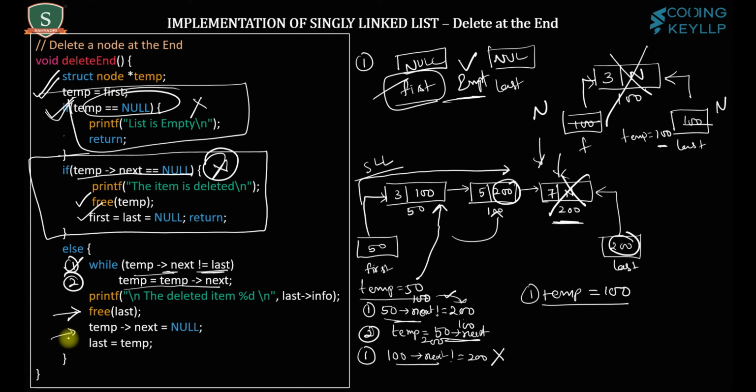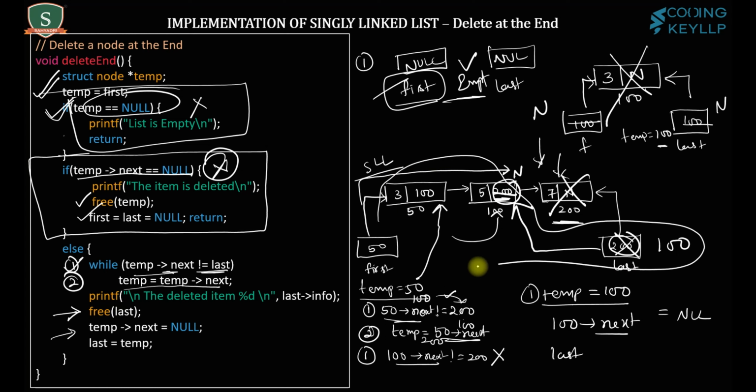Next step is temporary of next is equal to null. What is the temporary value now? 100. 100 of next, what is the value that we are having? 200. Now there is no data in the 200 since we freed the memory. So the 200 will be allocated with the null value since that is the last node. Then last is equal to temporary. What is the last value? 200. The 200 memory we already freed. Now this will be updated with 100, that is the previous node to the last node. We are creating a connection. Now in the singly linked list the last node has been deleted and the new singly linked list is updated.